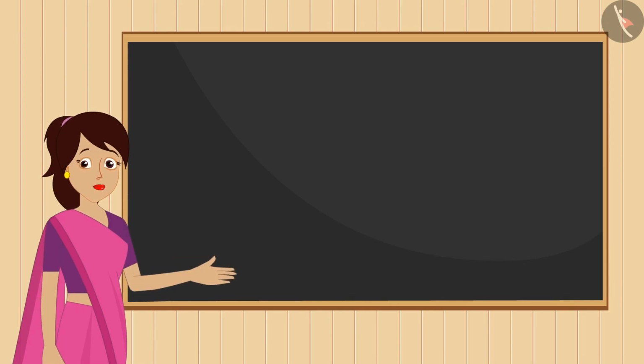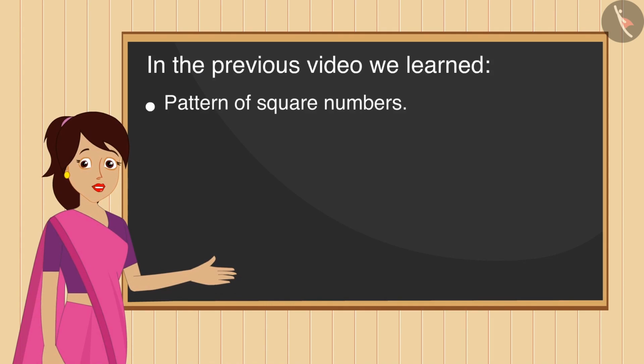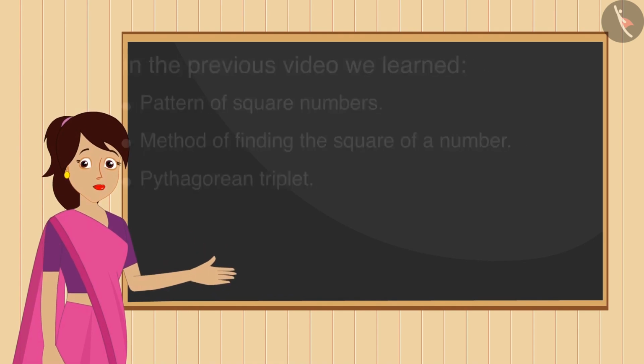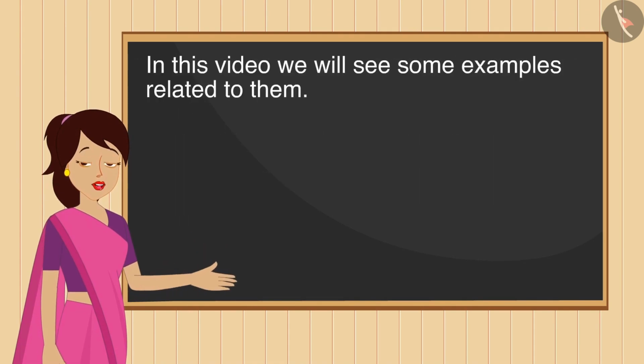Hello friends! In the previous video, we learned about the pattern of square numbers, the method of finding the square of a number, and the Pythagorean triplet. In this video, we will see some examples related to them.